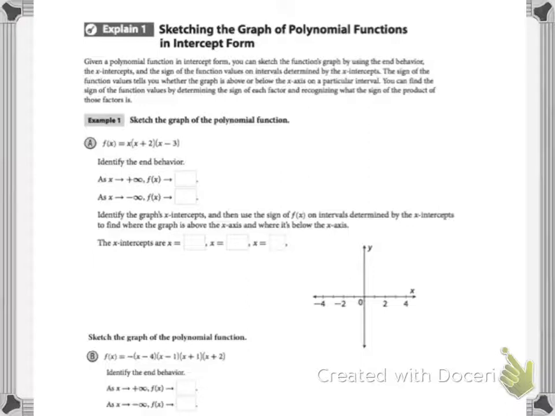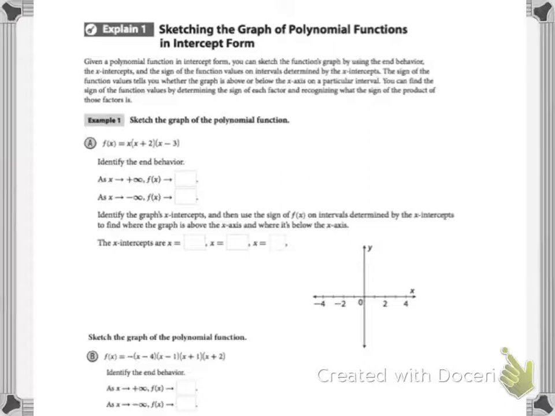So given a polynomial function in intercept form, so that means that it's going to be in that factored form, you can sketch the function's graph by using the end behavior, the x-intercepts, and the sign of the function values on intervals determined by the x-intercepts. The sign of the function values tell you whether the graph is above or below the x-axis on a particular interval. And you can find the sign of the function's values by determining the sign of each factor and recognizing the sign of the product of those factors. So we're going to take that and put that all into play to do some graphs.